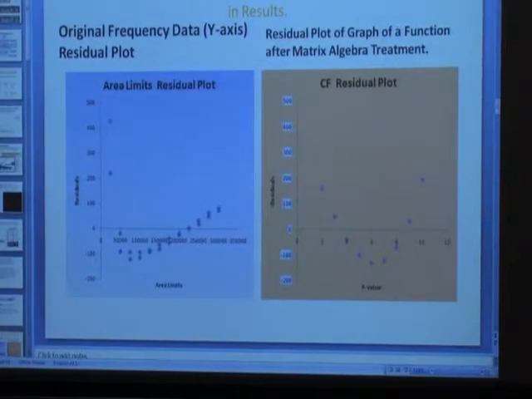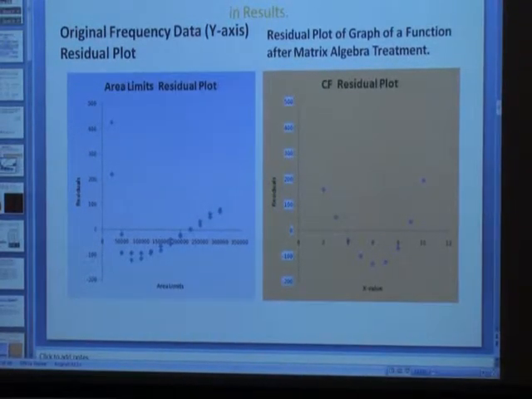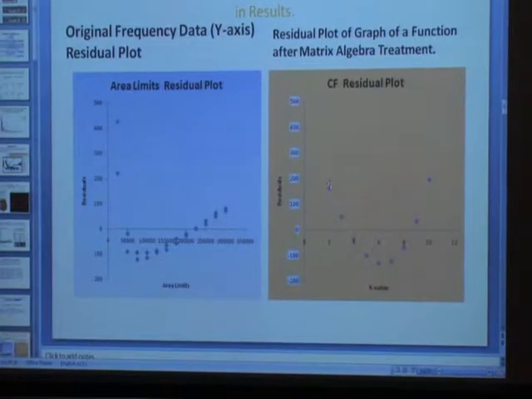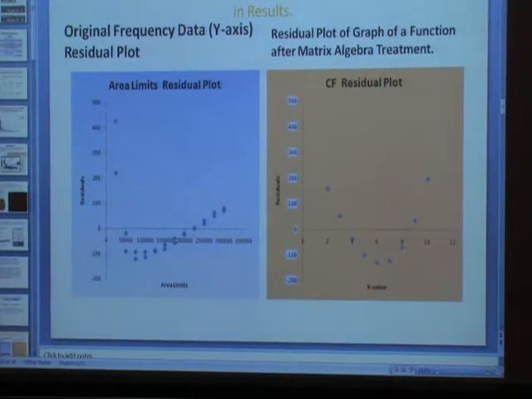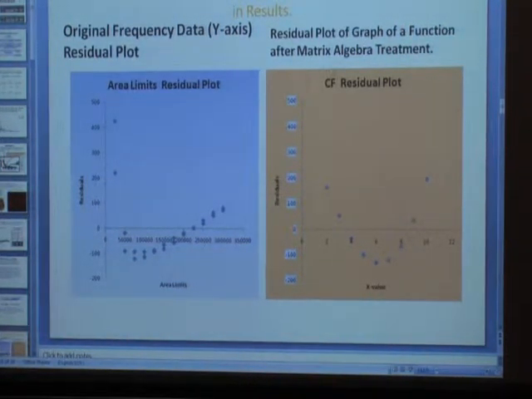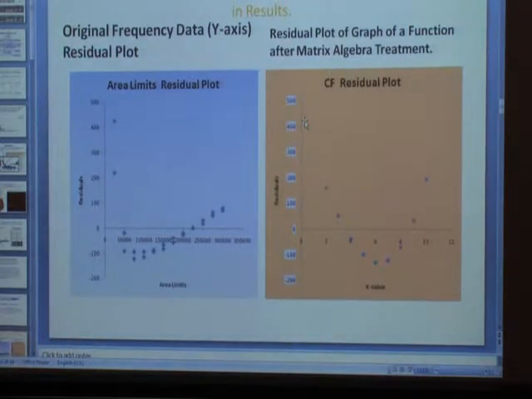We will learn more about this correction factor ahead. But what it is, this shows decreasing. This is a residual product of a graph of a function after matrix algebra treatment. I found that myself.